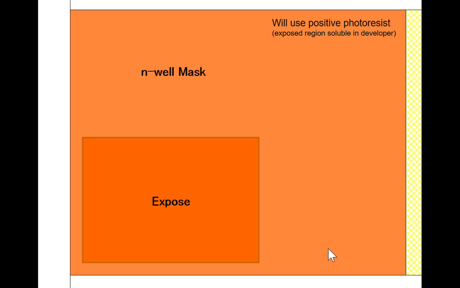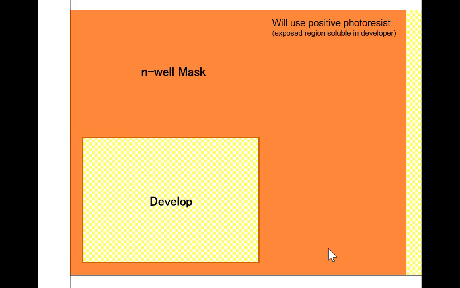And then when I develop the photoresist, it will be removed where it's soluble. So if I develop it, I'm going to see P-type substrate underneath the photoresist that was here. The rest of the wafer still has P-type material underneath it, but I can't see that from the top because that's covered with photoresist.